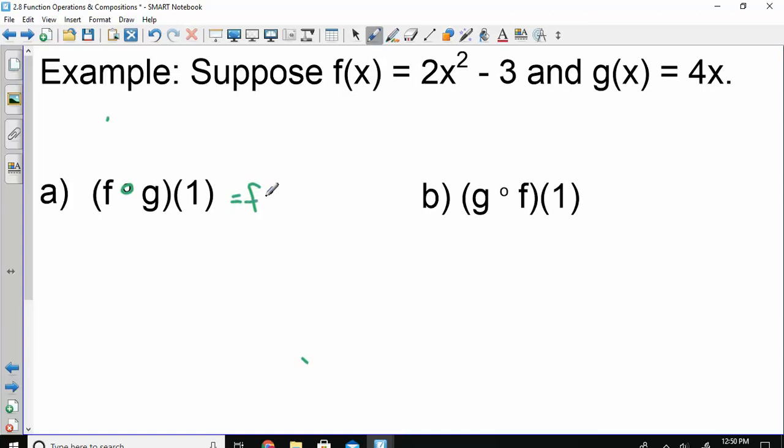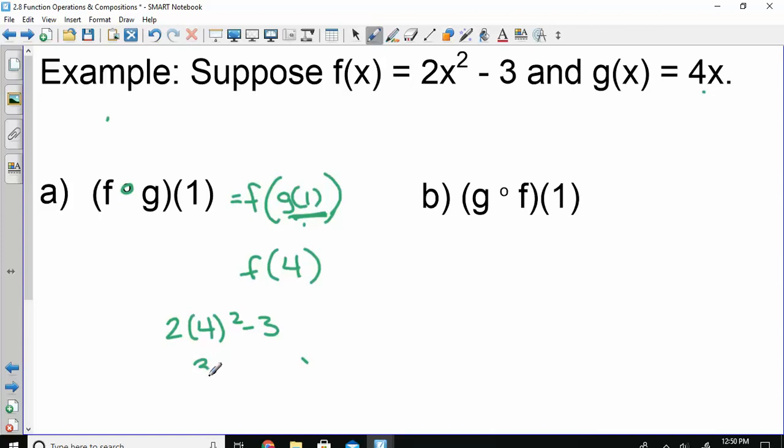So when I say f composed with g of 1, that means f of g of 1. You work inside out, so g of 1. If I go to g and I plug a 1 in for my x, what do we get? 4. So then we have f of 4. So I'm going to f, if I plug a 4 in for my x, 4 squared is 16, times 2 is 32, minus 3 is 29.